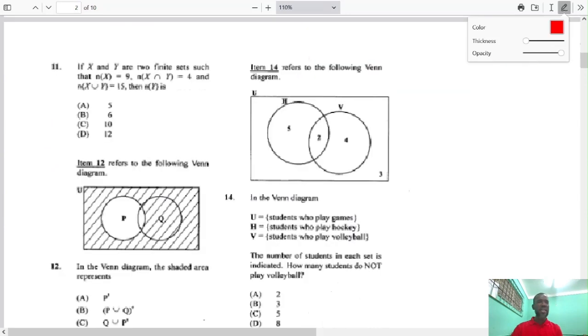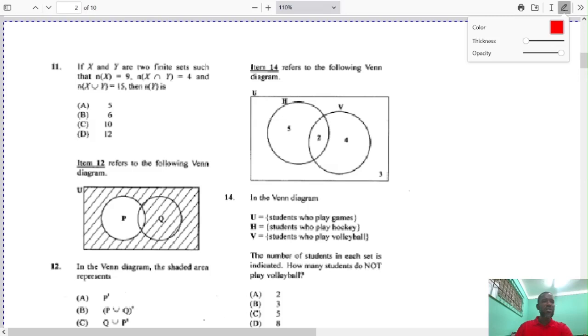Question 11. It says x and y are two finite sets such that the number in x is equal to 9, the number in x intersect y is equal to 4, and the number in x union y is equal to 15. We should remember the formula: number in x union y is equal to the number in x plus the number in y minus the number in x intersect y. Then we transpose to find the solution.